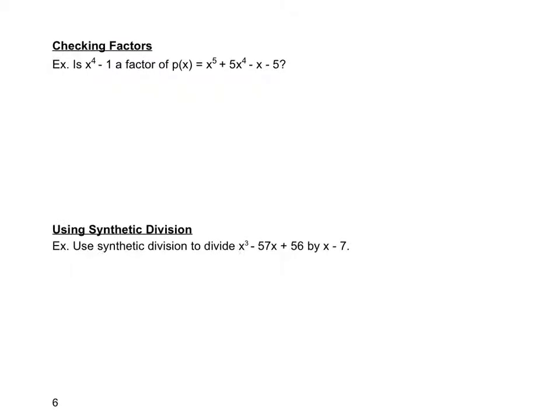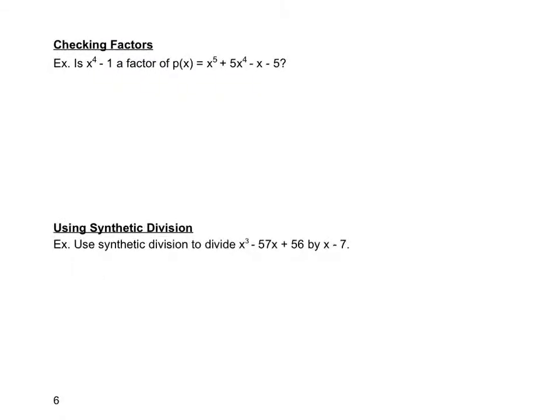Okay, checking for factors. As I said before, if you can do the division and get no remainder left over, then that proves that that is a factor. And what they're asking you here is checking factors, and they want to know is x to the fourth minus 1 a factor of this larger p of x function, x to the fifth plus 5x to the fourth minus x minus 5. So in order to do that, what we can do is we can go ahead and set it up into long division.